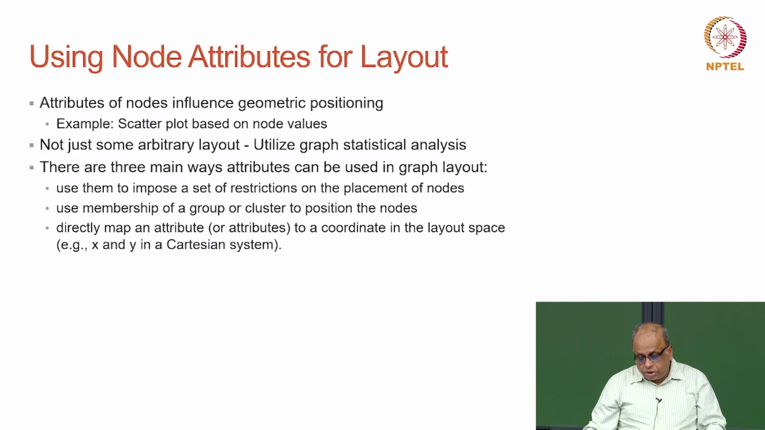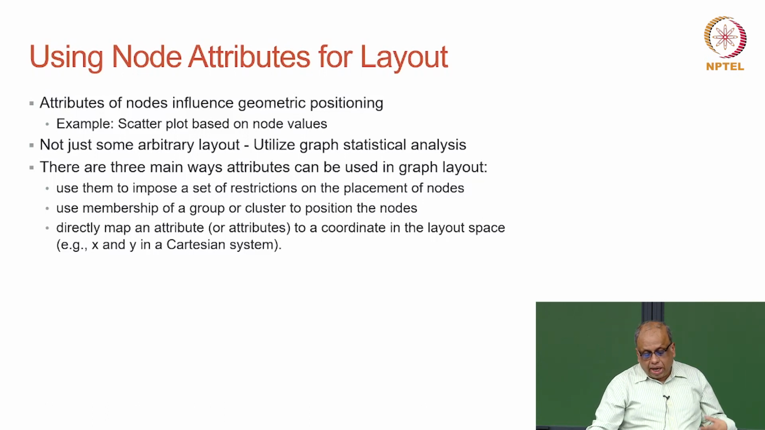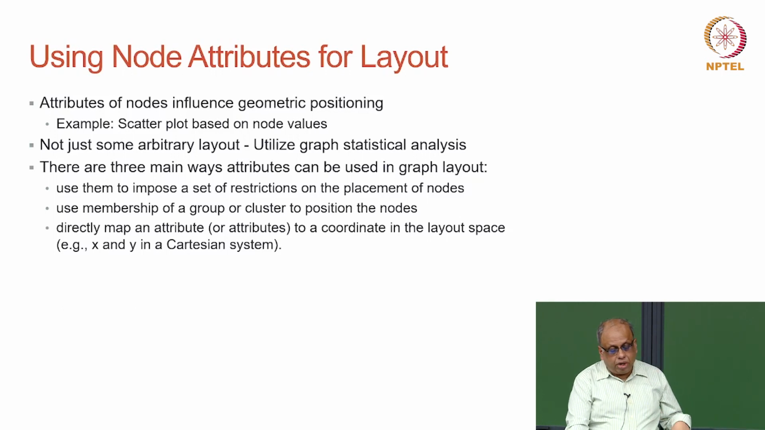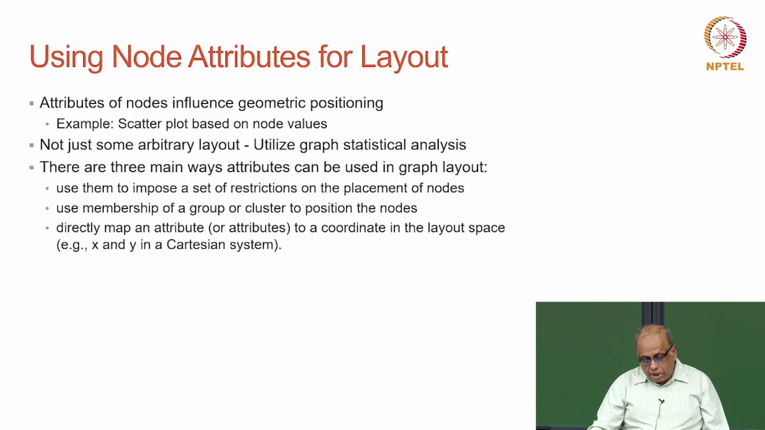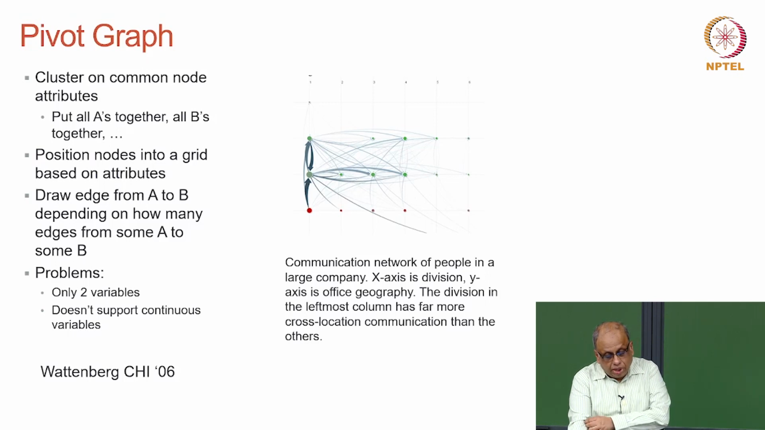For example, we can use the node attributes to impose some restrictions on the placement of the node. We can use the node attributes as a member of a group or cluster, or directly map an attribute or attributes to a coordinate in the layout space. So let us look into some examples.